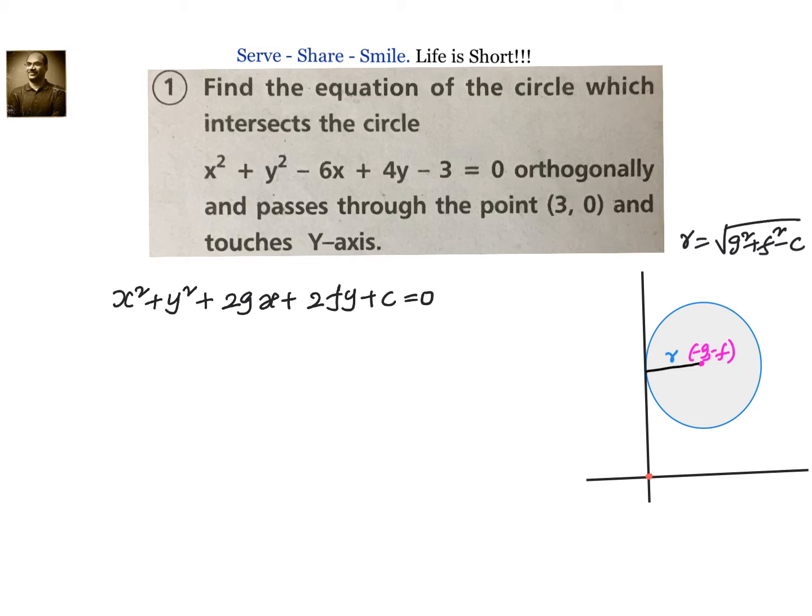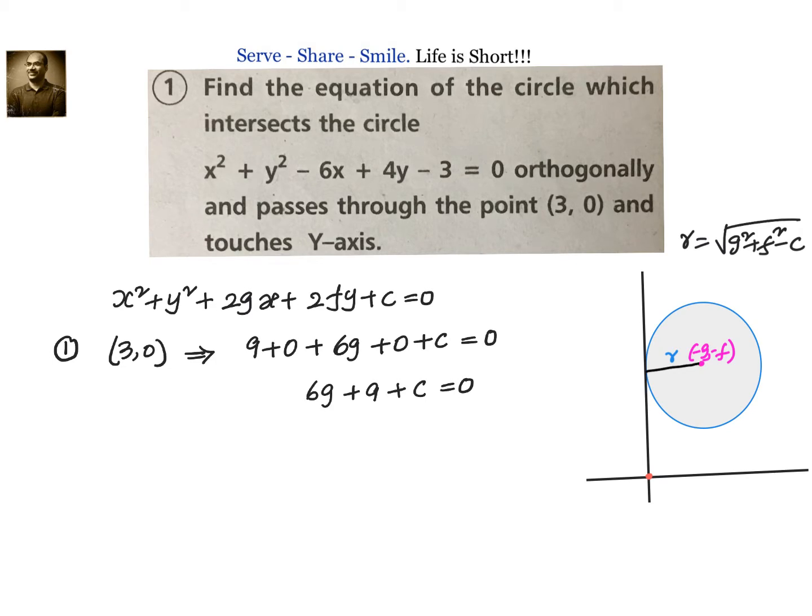Now, first condition, that is passing through (3, 0). If it is passing through (3, 0), we can substitute 3, 0 in x and y values. We will have 9 plus 0 plus 2g into 3, that is 6g, plus 0 plus c equals to 0. Or we can write down 6g plus 9 plus c equals to 0. Let this be our equation number 1.